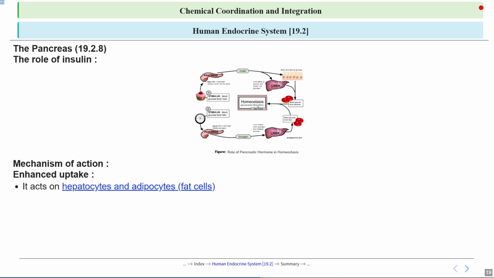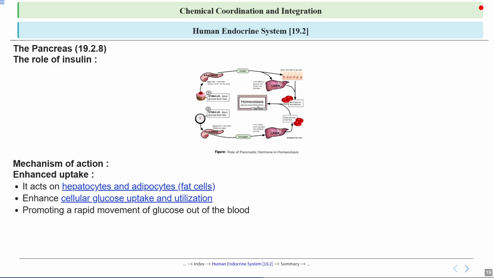So it acts on hepatocytes and adipocytes, or we can say fat cells. It enhances cellular glucose uptake and utilization. It means it helps cells absorb more glucose from the bloodstream and use it efficiently for energy. And this process is important for maintaining energy levels in the body, especially in cells like muscle and fat cells, which rely on glucose for fuel.